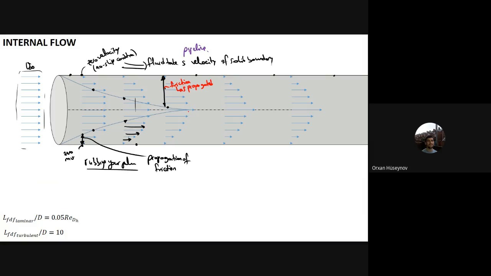Okay, and when you reach a distance L from the entrance of the pipeline system, this is the entrance L, the friction propagates into the overall domain. So this 0 MV here affects all of the layers, all of the fluid domain. You can see it affects all of the fluid domain here. And this is called the entrance length.